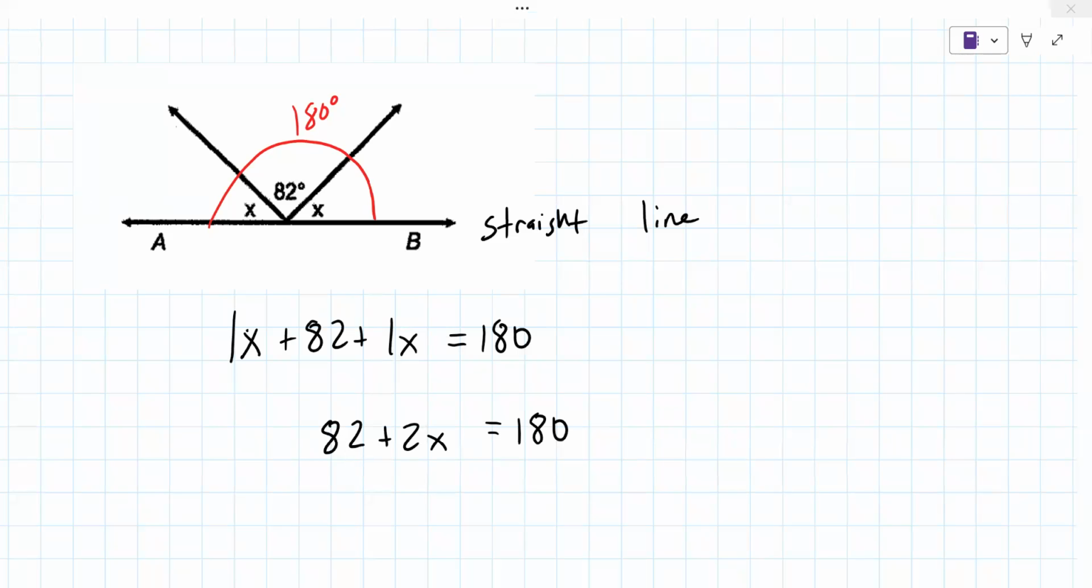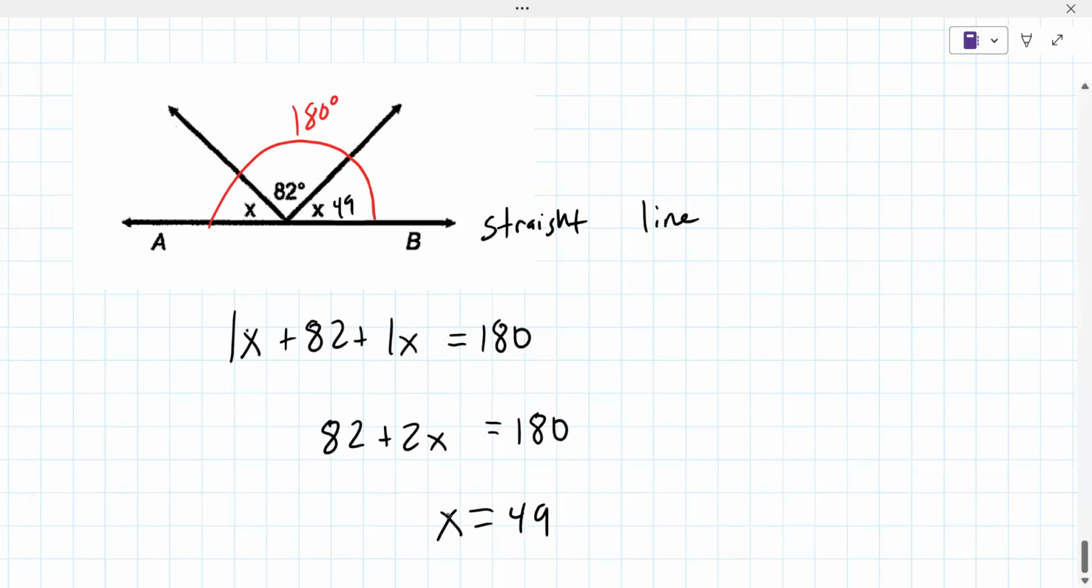Oh, I forgot about that part. So you would subtract it from 180? So 98? Okay, keep going. You're almost there. And then divide that by 2. 49. Okay, so x is 49.